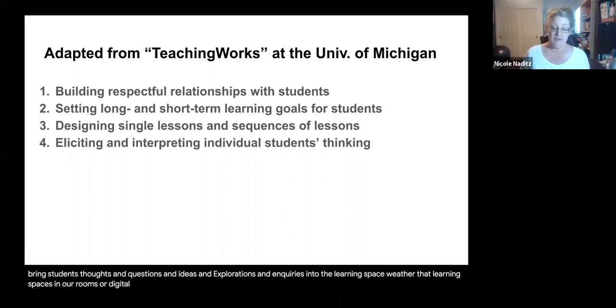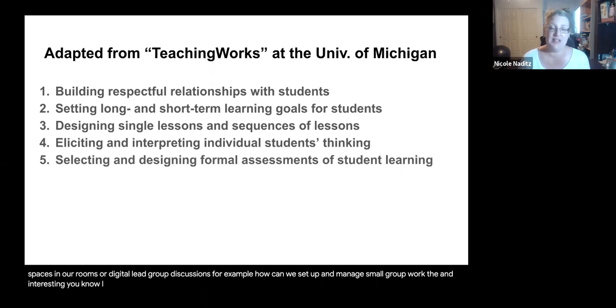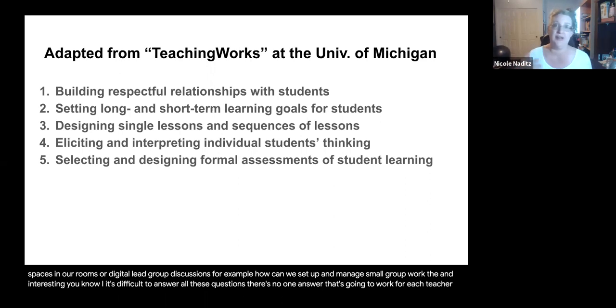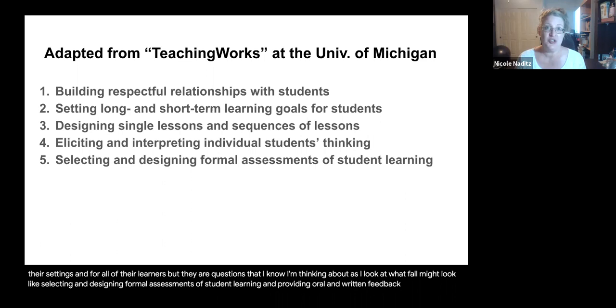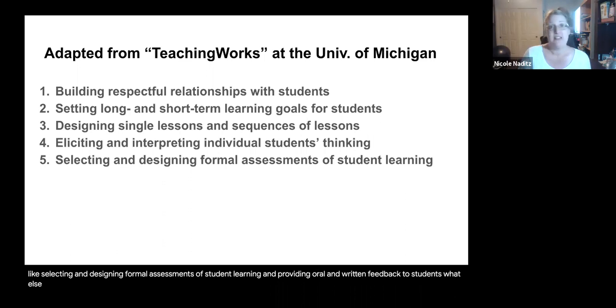How can we lead group discussions, for example? How can we set up and manage small group work? It's difficult to answer all these questions. There's no one answer that's going to work for each teacher in their settings and for all of their learners. But they are questions that I know I'm thinking about as I look at what fall might look like. Selecting and designing formal assessments of student learning and providing oral and written feedback to students. What aspects of distance learning make that easier? What are some of the challenges that we might be facing as we look at distance learning?